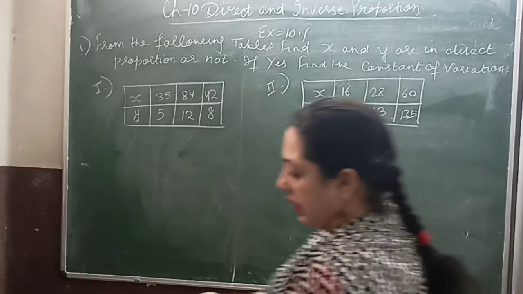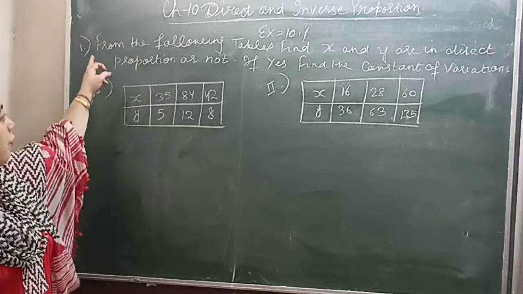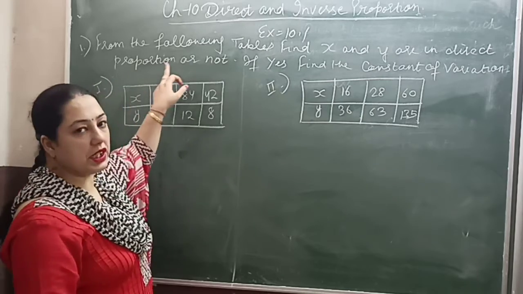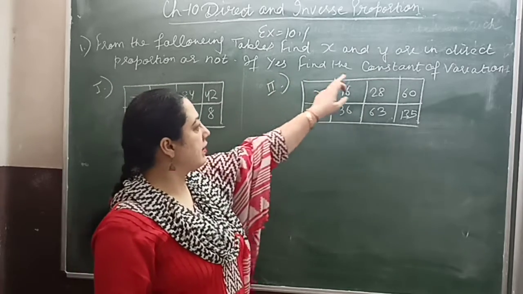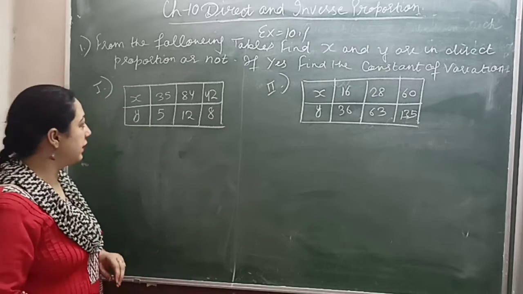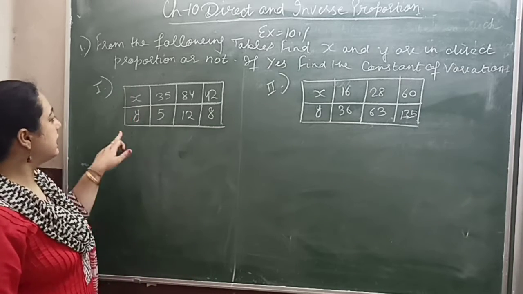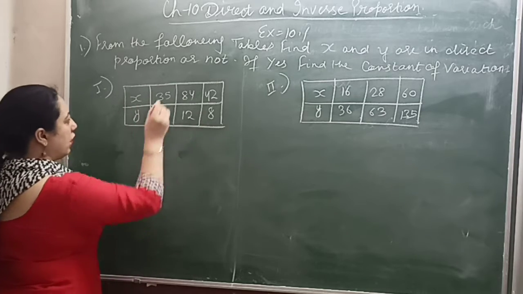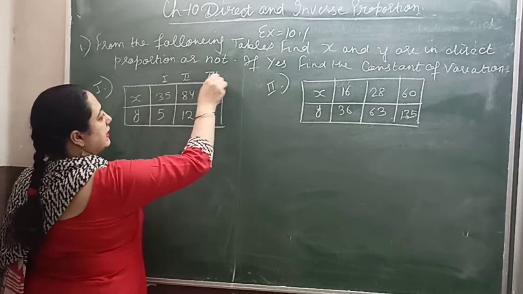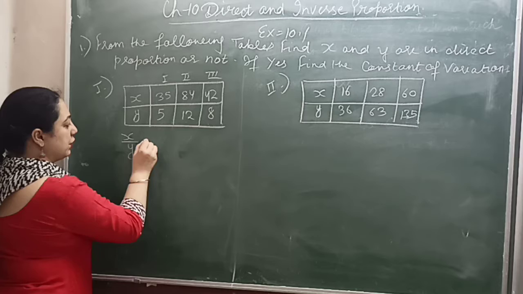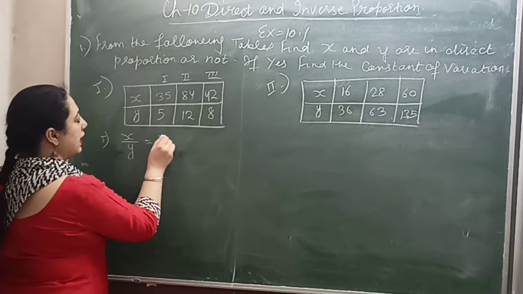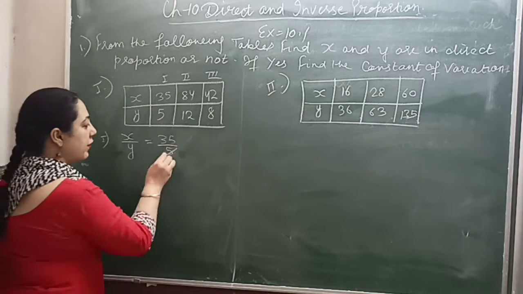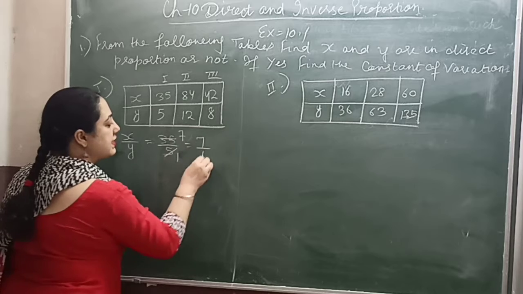Exercise 10.1, and sum number 1 is: from the following tables, find whether x and y are in direct proportion or not. If yes, then find the constant of variation. The first part: when the table is given to you, we find the ratio x over y of each column. Let us take the 1st, the 2nd, and the 3rd. Now we find the ratio. The first one is x over y, 35 over 5. Then we find the simplest ratio. 5 ones are 5, and 5 sevens are 35. This is 7 over 1.